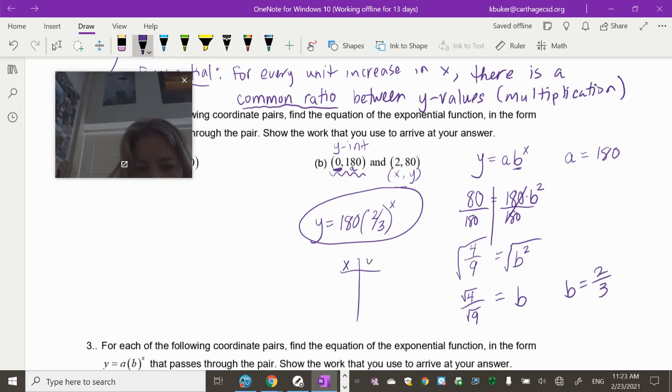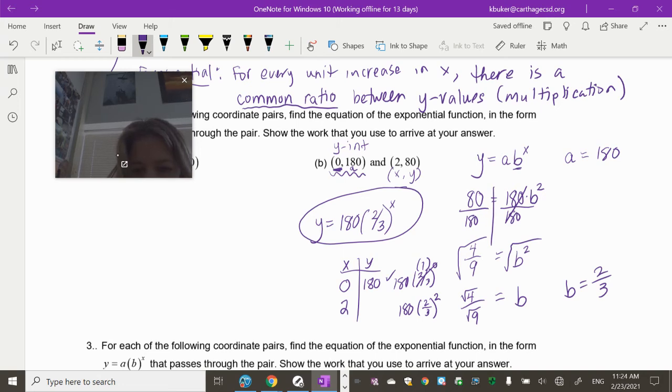All right, so just so you can see, this is my equation. I have my x, y. These are the 2 points. So if I substitute in a 0 for x, I'm just going to do a quick check this way. Like I said, you could graph it and check these points as well. But if I substitute a 0 here, 2/3 to the 0, anything to the 0 power is 1. And 180 times 1 is 180. So that one checks. All right, if I substitute 2 in, I have 180 times 2/3 to the 2nd power.